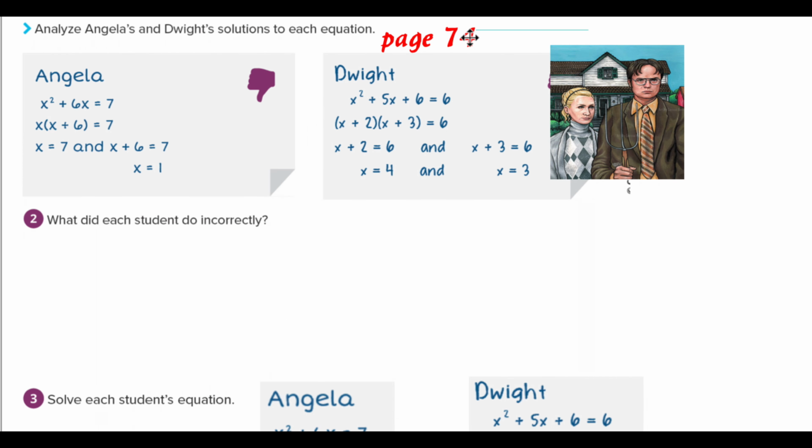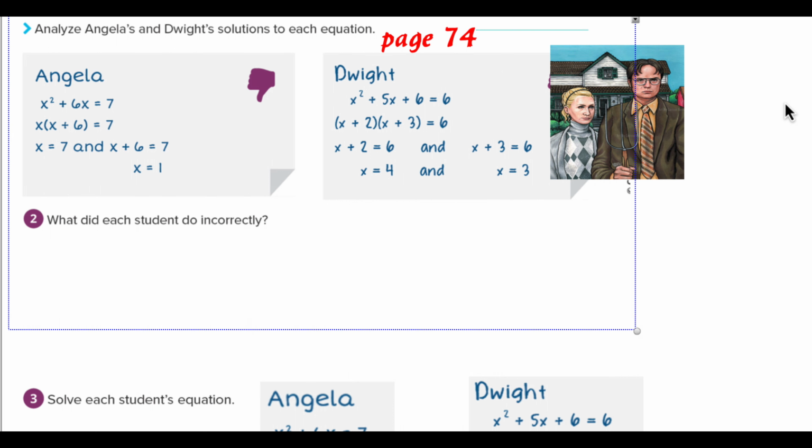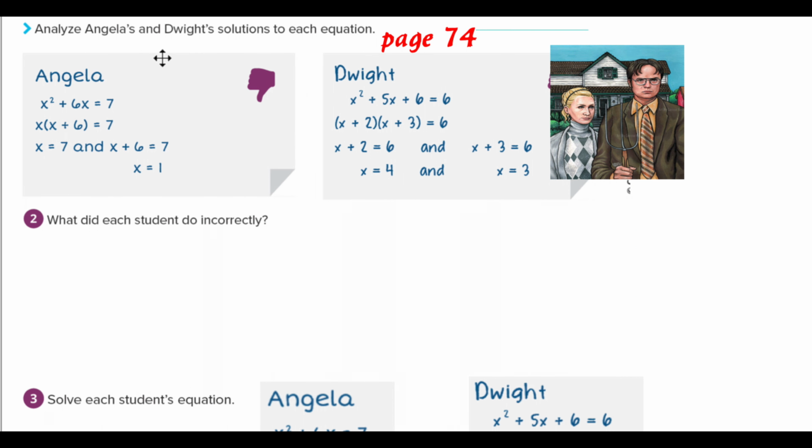Next, we're looking on page 74, right? We have Angela and Dwight here. Look at both of them. They both attempt to solve these, but they both mess it up a little bit. It says, what does each student do incorrectly? Go ahead, pause the video, and try to figure out what each one did incorrectly. Write it for number 2. Pause that video.